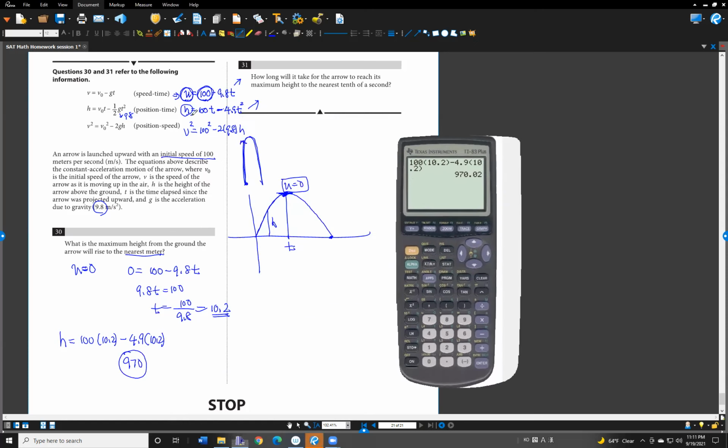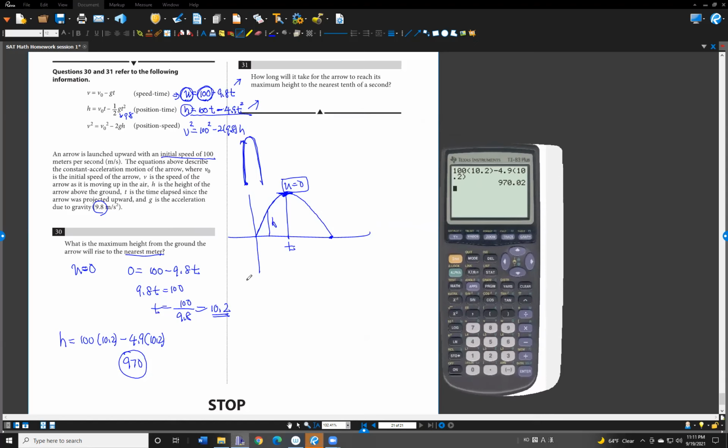Or you can find the height from here. Height is 100 times t minus 4.9 t squared. This is time and height. The graph looks like this, negative 4.9 t squared plus 100 t. That is a quadratic, something like this. This is time t, this is height.